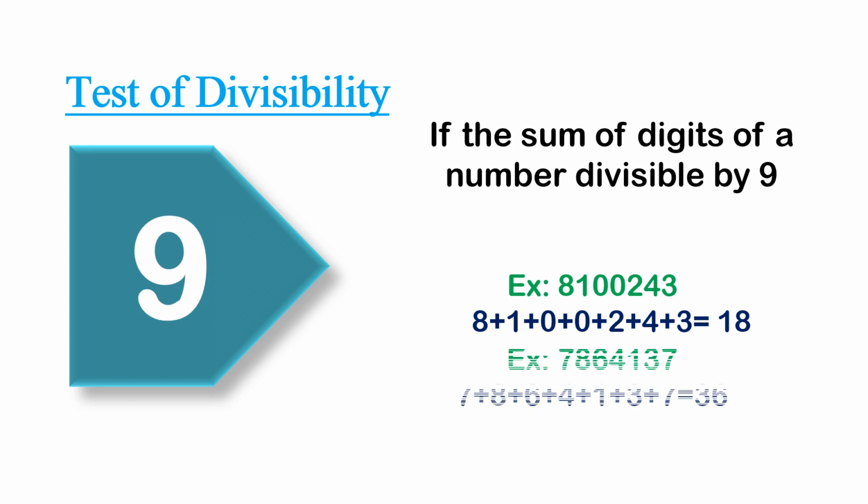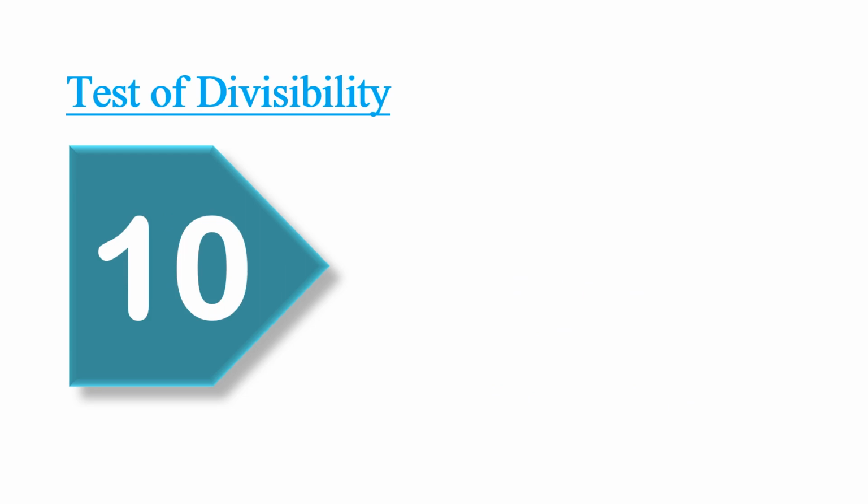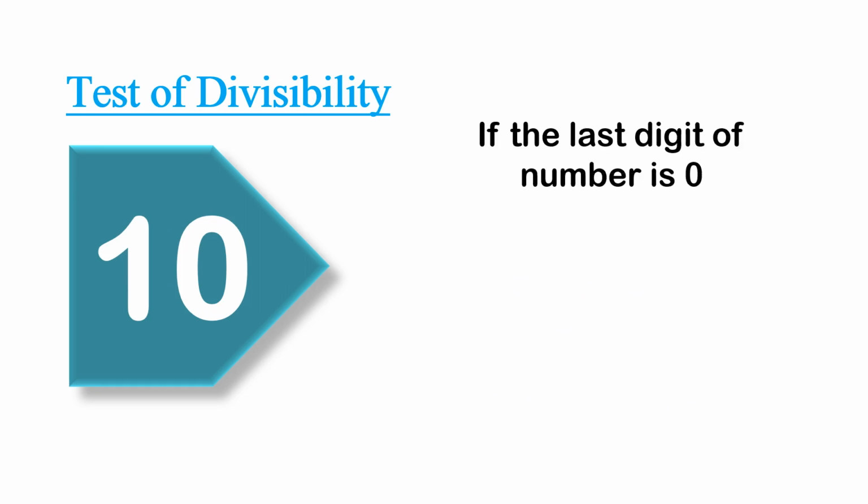One more example. 7 plus 8 plus 6 plus 4 plus 1 plus 3 plus 7, which is equal to 36. Again, 36 is also completely divisible by 9. Hence the number is divisible by 9. Test of divisibility of 10. If the last digit of a number is 0, then the number is divisible by 10. These are some examples.